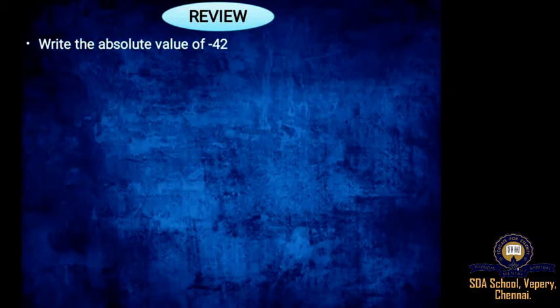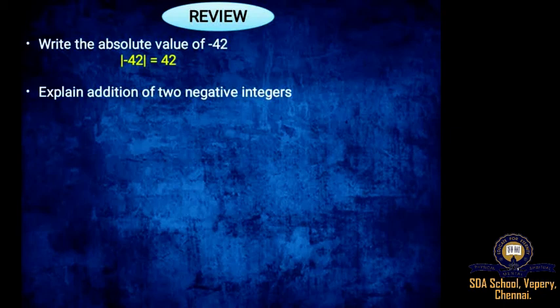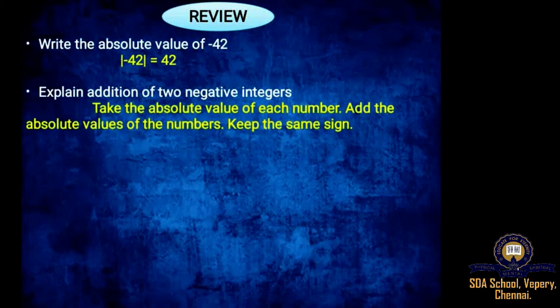I hope you all understood how to add and subtract integers. Now we will do a review of what we learnt in today's class. Write the absolute value of minus 42. Yes, the absolute value of minus 42 is 42. Explain addition of two negative integers. Yes, you are correct. You have to first find the absolute value of each number, then add the absolute values of the numbers and keep the same sign.